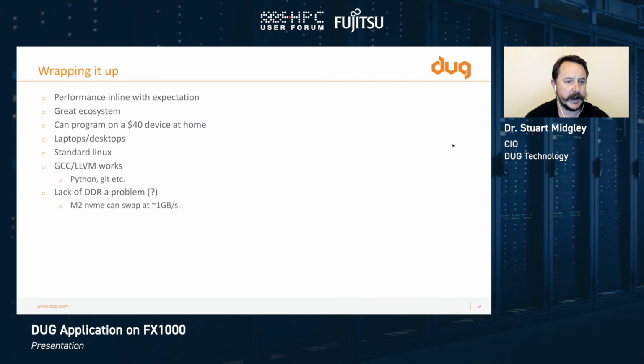So just quickly wrapping it all up, we're roughly seeing performance in line with our expectations. Again, the system's got twice as much memory bandwidth and about the same number of flops as our workhorse KNL. So codes which are memory bandwidth limited are going twice as fast, which is great. I was really impressed with the ecosystem around the CPU. You had all the tools you expect. It's bog standard CentOS/Red Hat Linux, everything you like builds and runs. It's great that you can actually program this device, the A64FX, on a $40 home device, a Raspberry Pi.